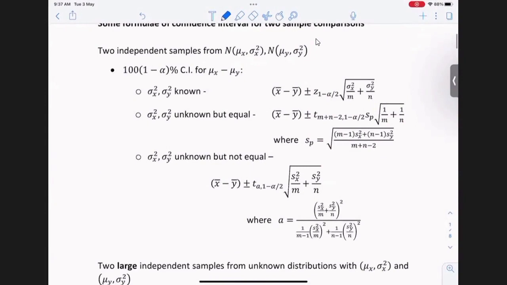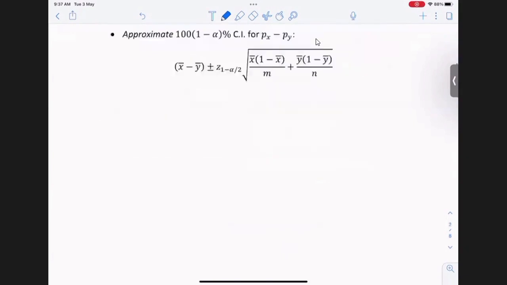But this time, we don't have large samples because the sample sizes are only 12. And therefore, this is the formula we need to use. So we have the same formula as before, but instead of using the normal quantile, this time we need to use the T quantile. Once you can identify the most appropriate formula to be used, everything will become straightforward.